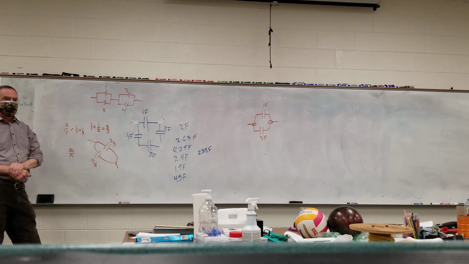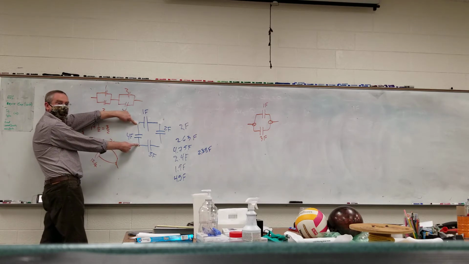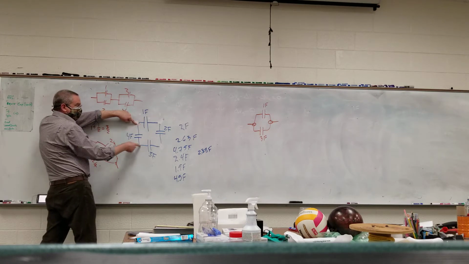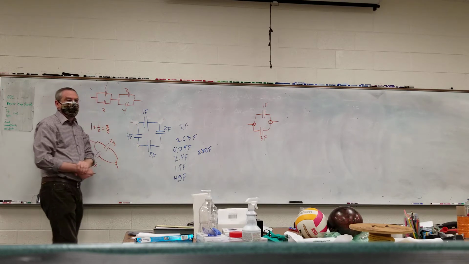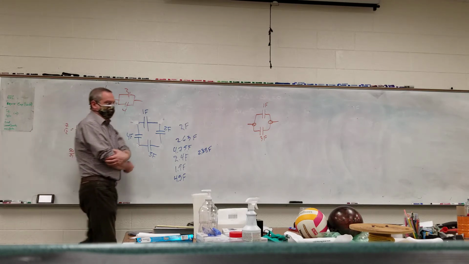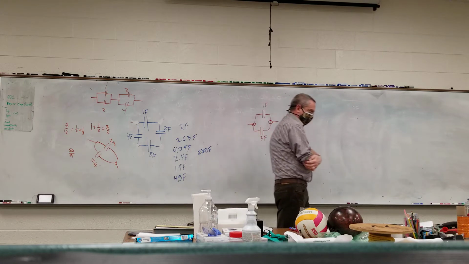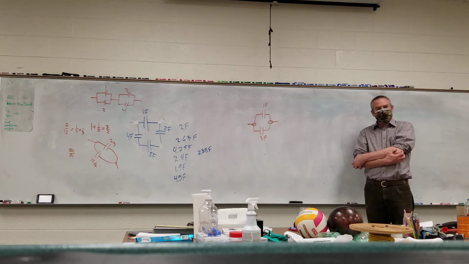Barring Carol's errors. Because if I put the leads here, that 1, 2, and 3 are in series now. And that 1, 2, 3 series is in parallel with the 4. So you add the series up first, and then add the parallel for the 4. Questions?